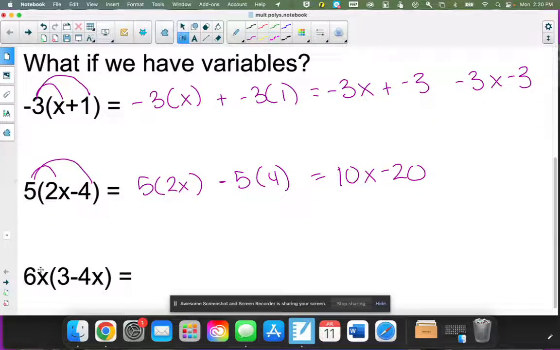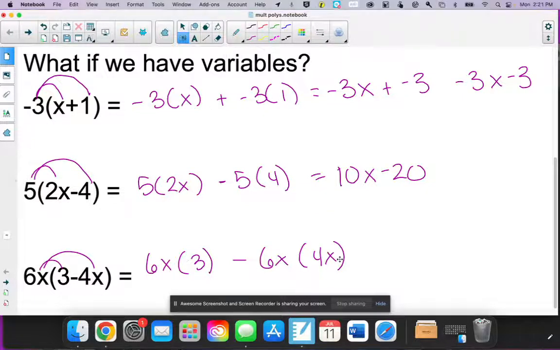Okay, so same thing. 6x times 3 minus 6x times 4x. Now, this is where you need to remember a little bit about your exponent rules, is that when you are multiplying a variable, same variable, times another one of itself, you are adding the exponents together, right? So x times x is not 2x. That's when you're adding. x times x is now x squared.